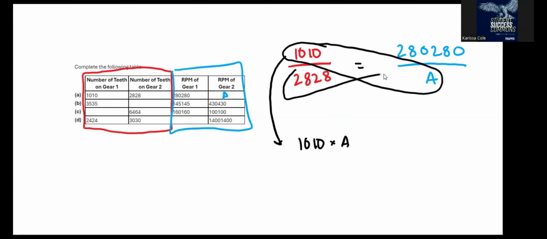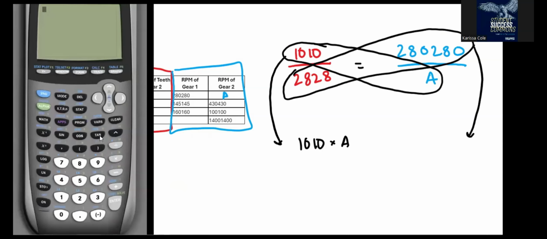Now multiply the bottom of the first fraction by the top of the other. I'm going to grab a calculator for this one. Now I'm using a TI-84. Any simple calculator will do. You definitely don't need this fancy thing. As long as you can multiply with it, you're good. So 28 times 280.